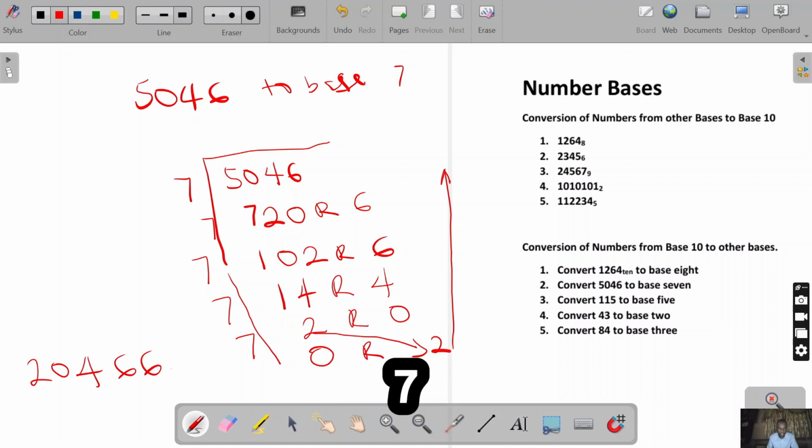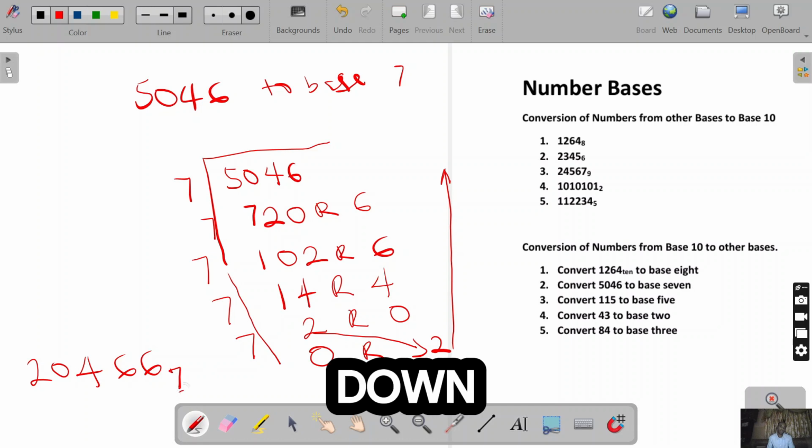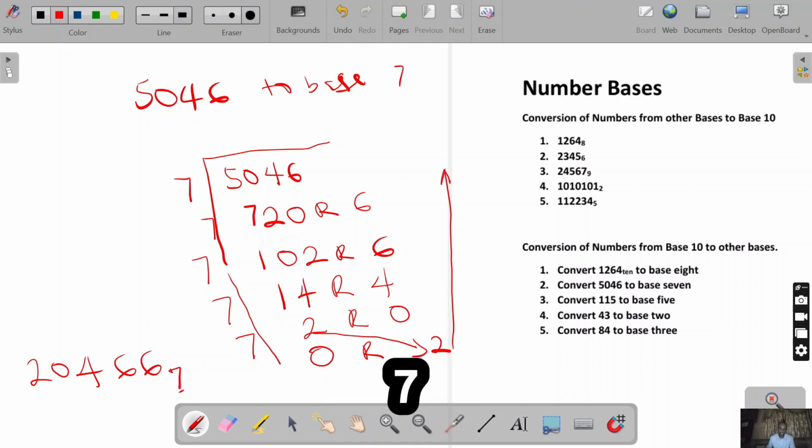20466 base 7. Please do not forget to put the base. If you do not put the base, the answer is assumed as 20466 base 10. But because I've put the base now down, that's 20466 base 7.